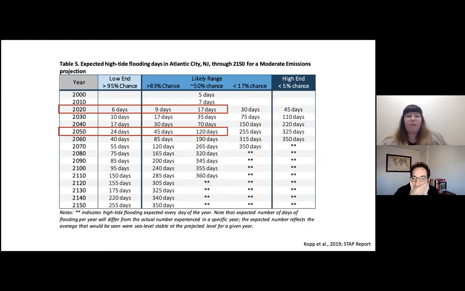But mainly, New Jersey is getting hit even harder with a greater rate of sea level rise. And on top of this, New Jersey is also already experiencing quite a number of high tide or nuisance flooding or sunny day flooding events. So for this chart representing Atlantic City, which is just south of LBI, in 2020, the likely range was 17 days of flooding a year. And by 2050, we're looking at a likely range of 120 days.